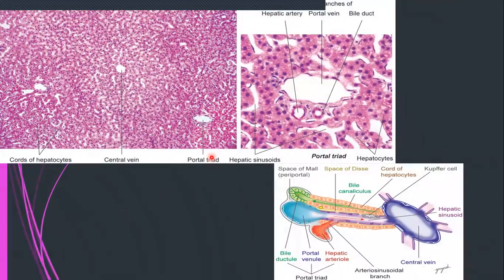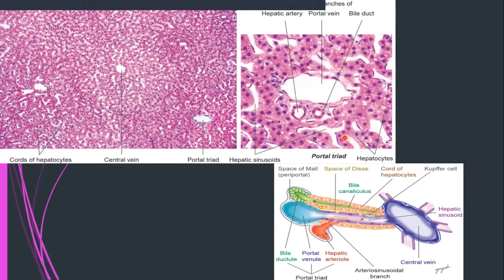So here we are. You can see here the central vein. Okay, then you can see here is a sinusoid. Like here, this is a portal triad. You can see the portal vein. You can see the hepatic artery. Then you can see here the bile duct. You can note that the bile duct is lined by a simple cuboidal epithelium. These cells lining the bile duct are known as the cholangiocytes.